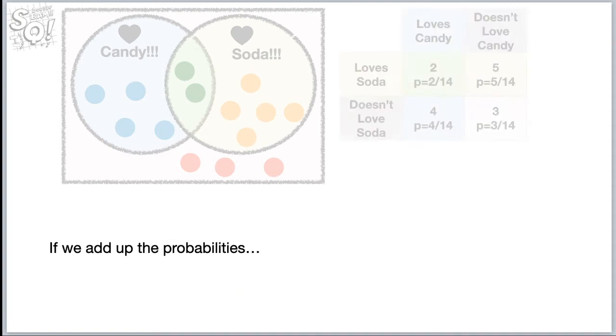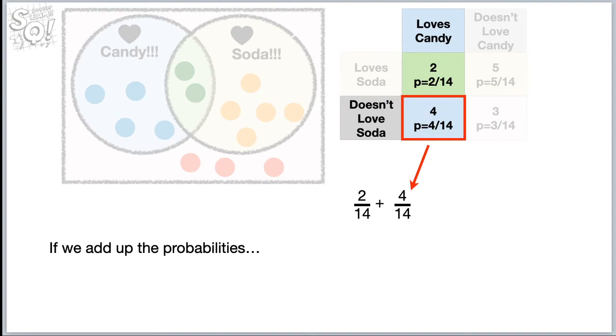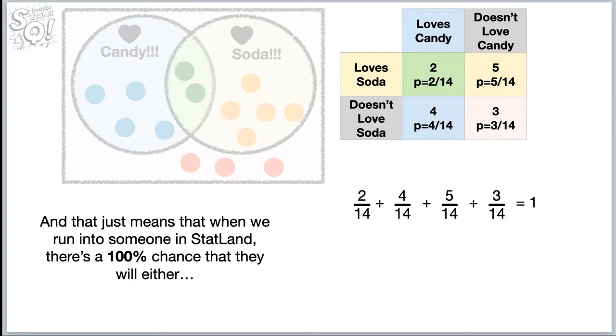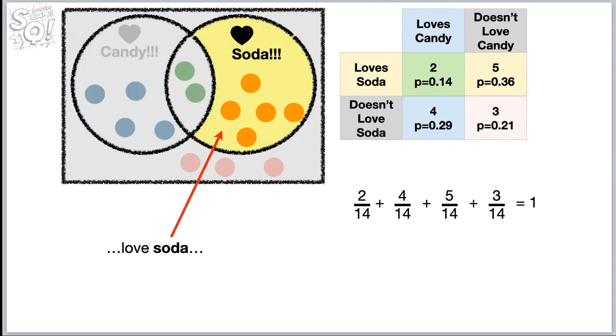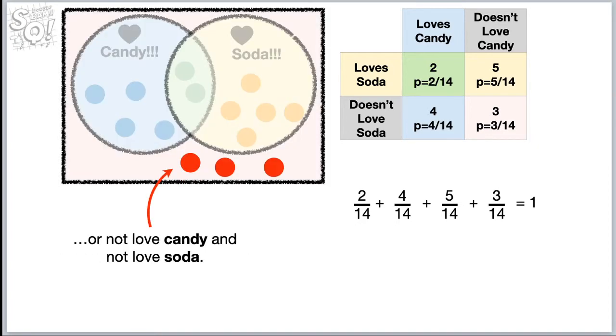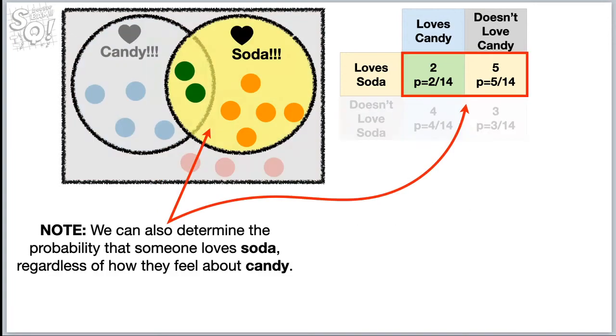If we add up the probabilities, we get 1. And that just means that when we run into someone in Statland, there's a 100% chance that they will either love candy, love soda, love candy and soda, or not love candy and not love soda. So when the probability equals 1, we just know something's going to happen. Bam.